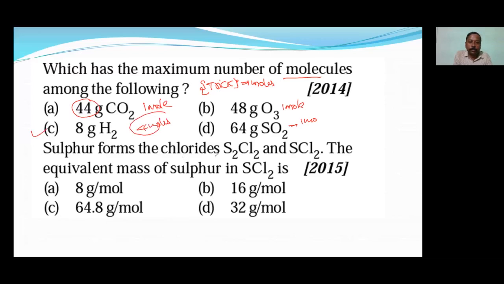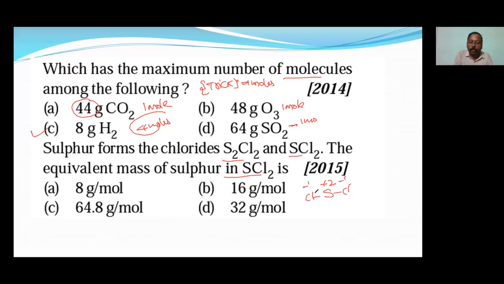Sulfur forms chlorides S2Cl2 and SCl2. Equivalent mass of sulfur in SCl2 is, okay, equivalent mass of sulfur in SCl2. Simple, here chlorine and chlorine. This will be more electronegative, therefore it will be -1 and -1. This will be +2. So equivalent mass of sulfur in SCl2.